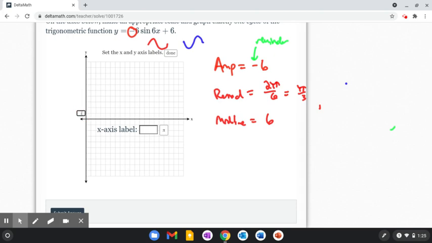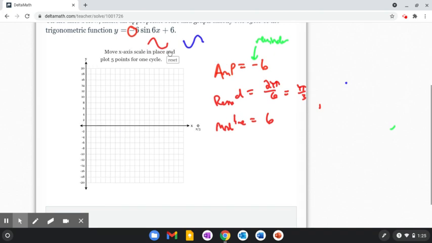We can go by 2's. I could still use the same x-axis label as pi over 3. Looks like we might lose everything, unfortunately. Yeah, looks like we lost it. All right. Anyhow, I'll just go ahead and plot them real quick again.